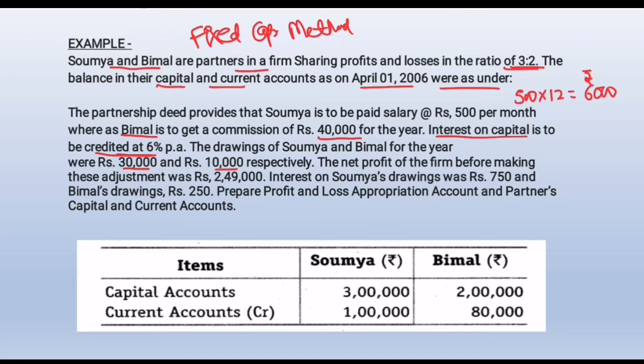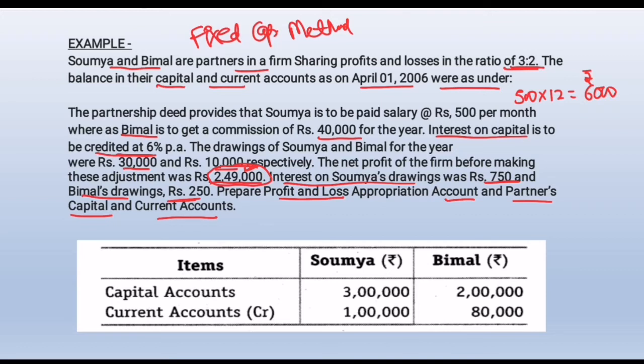The net profit of the firm before making these adjustments was rupees 2,49,000. So this 2,49,000 is the net profit which has been brought forward from the profit and loss account. It will be shown in the profit and loss appropriation account as by net profits brought down. Then interest on drawings was 750 for Soumya and 250 for Bimal. So this is the interest on drawings, which will be charged to the partners' current account. Prepare the profit and loss appropriation account, partners' capital account and partners' current account.